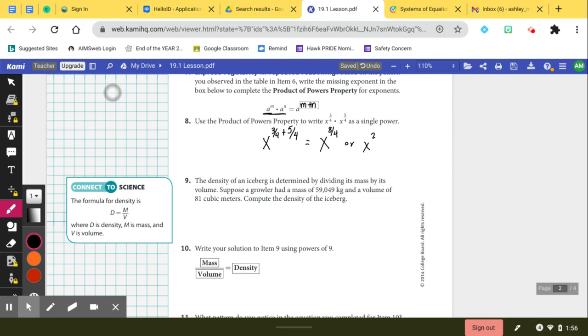So it says the density of an iceberg is determined by dividing its mass by its volume. Suppose we wanted to compute the density. Well, we would just divide 59,049 by 81. And you could do that, but for the sake of time in this video, it's 729.